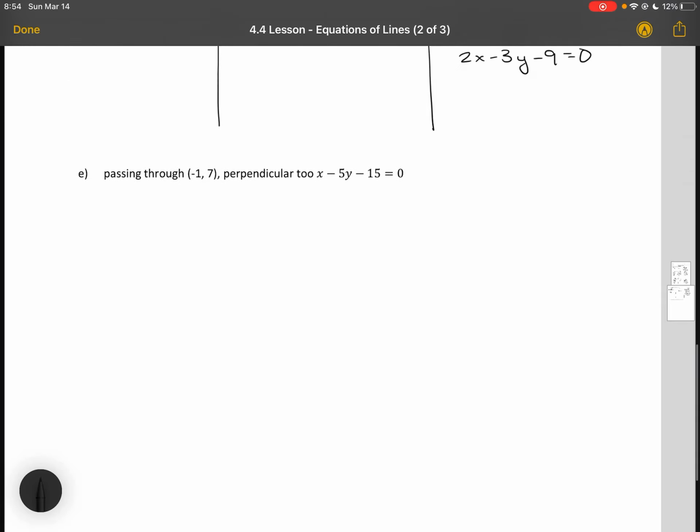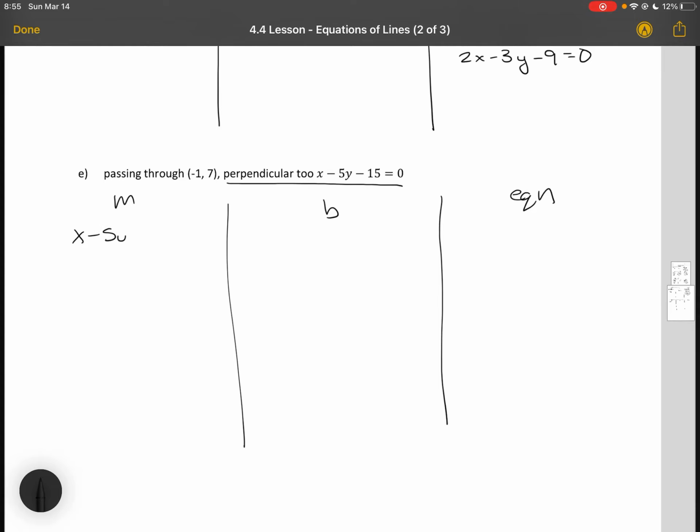Let's try one more example here. So I still need m, still need b, still need my equation. I'm not told the y-intercept in this one. I am told that it's perpendicular to this line here. I know that lines that are perpendicular have slopes that are negative reciprocals, but I can't read the slope right now, which means that I need to rearrange this into slope y-intercept form.